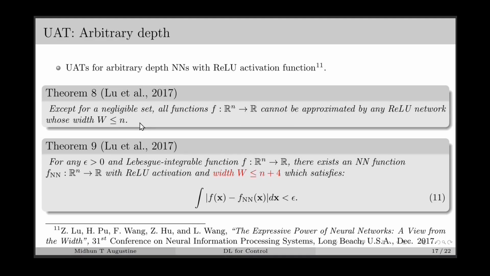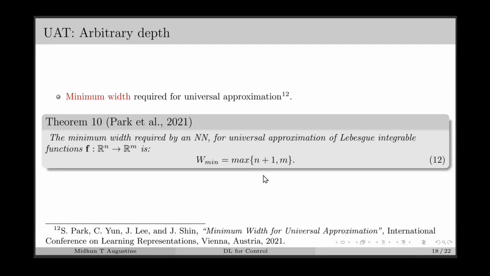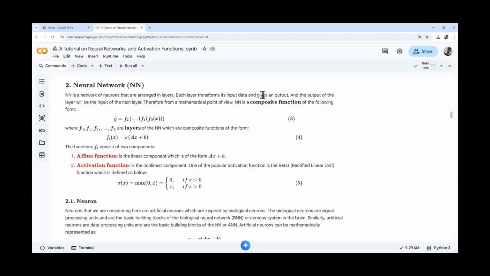People have studied the properties of the minimum width for approximating functions from R^n to R, and this particular work shows that the minimum width should be less than or equal to n plus 4. There was also another recent research which says that the minimum width for universal approximation of Lebesgue integrable functions is the maximum of n plus 1 or m. We need at least n plus 1 or m neurons, whichever is the largest. If m is less than n, then the minimum width is basically n plus 1. Here we will consider a few numerical examples to illustrate neural networks and their approximation capabilities.